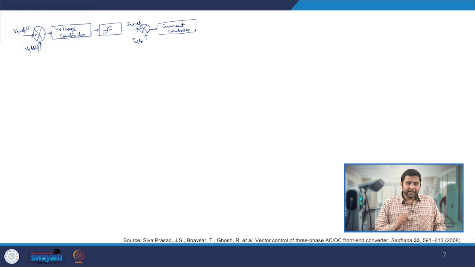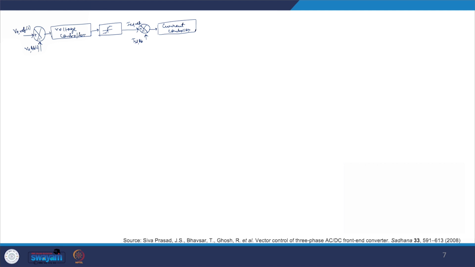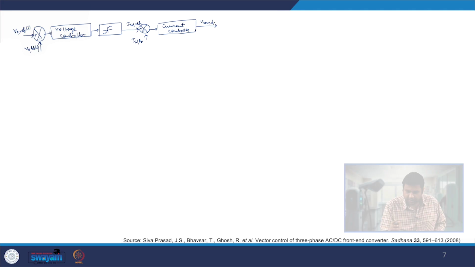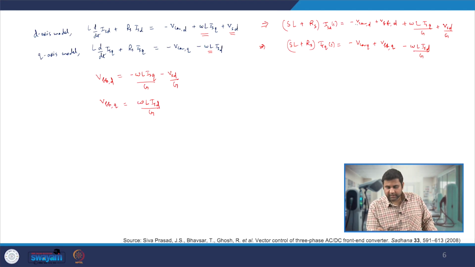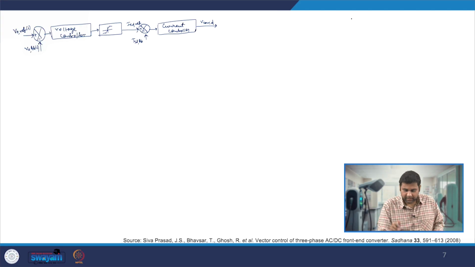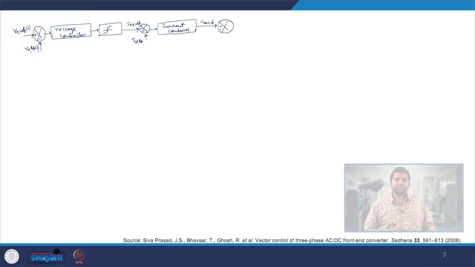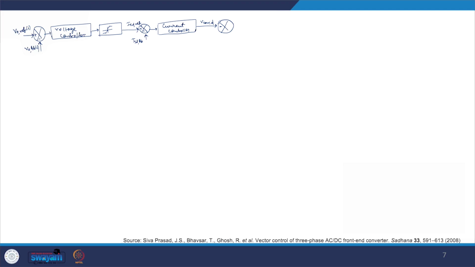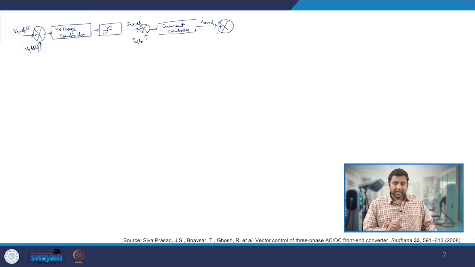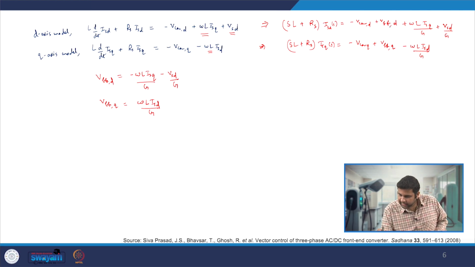Now, since this is implemented in the converter, the output of this will be V converter of D. If we look at V converter of D, we have to multiply it with the minus sign. First the plus sign, and this will be added up with, if you look very carefully, the feed forward term.